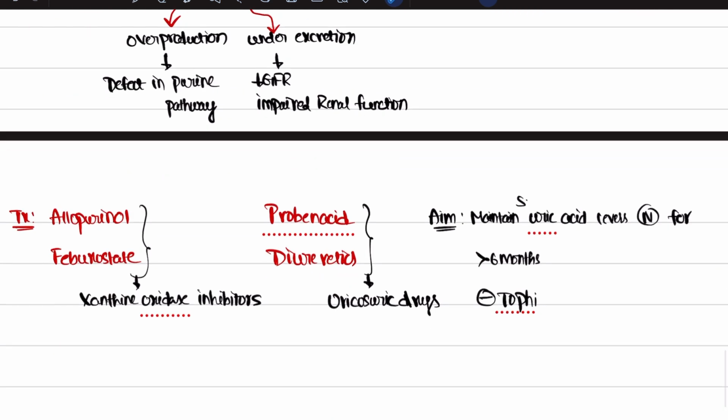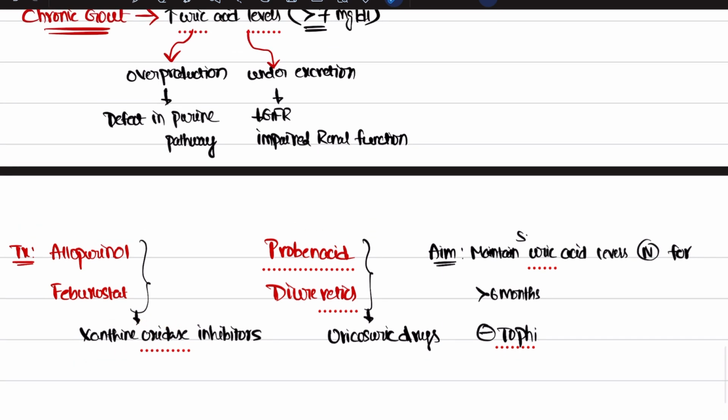Okay. So how are we going to treat chronic gout? By giving allopurinol and febuxostat. I just made a mistake in the spelling, let me correct it. Febuxostat is single, right. Febuxostat and allopurinol. What are these drugs? These drugs come under the xanthine oxidase inhibitors. By inhibiting xanthine oxidase, we decrease the production of uric acid. Okay. In the question, if both drugs are mentioned, you need to mark allopurinol.